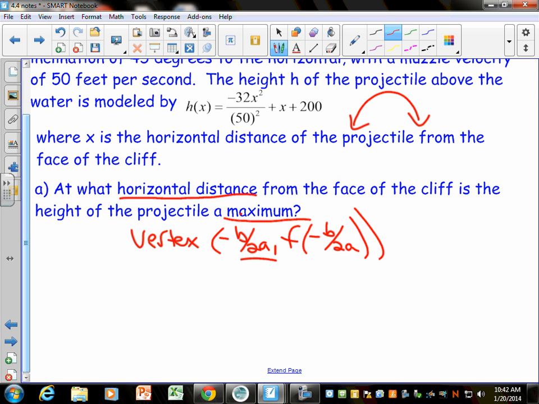So I just said b was negative 1 over 2 times a, which a happens to be negative 32 over 50 squared. I did the bottom first, and then I wrote it out, and then did 1 over that. Anyone have a question on where I'm getting those values from? No, because a is just the number in front of x squared, right? You could really pull that x squared out next to it.